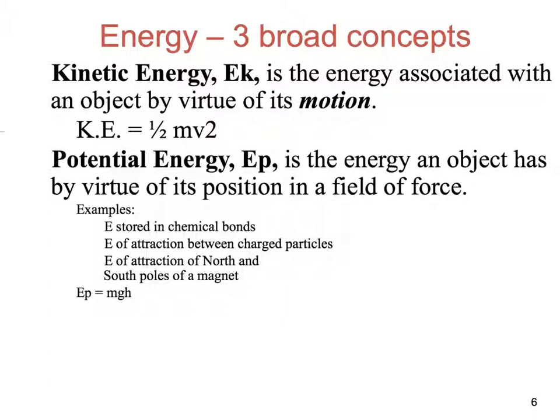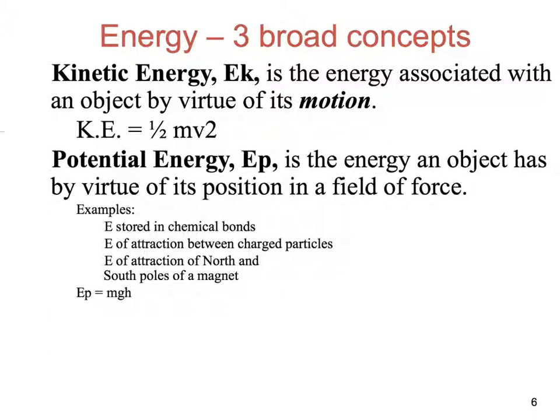When we were talking about gases, we mentioned kinetic energy. We know kinetic energy is the energy of motion, and you can see it as KE or E sub k. It's one of the broad concepts talked about in energy. We learned that kinetic energy is equal to 1/2 mv squared, where m is the mass and v is the velocity. A second broad concept of energy is potential energy.